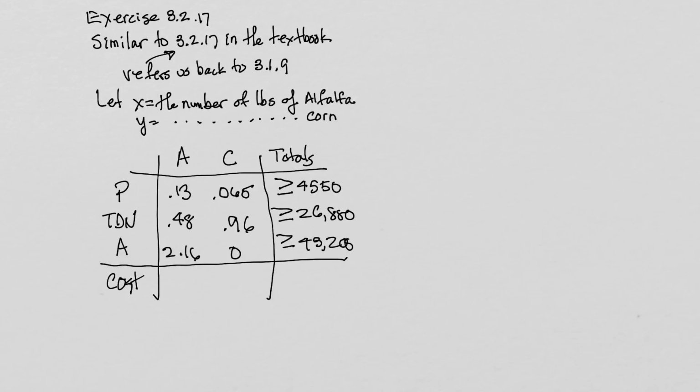And now we still need to get our cost. The last sentence says alfalfa costs $1 per 100-pound sack, and ground corn is $1.60.